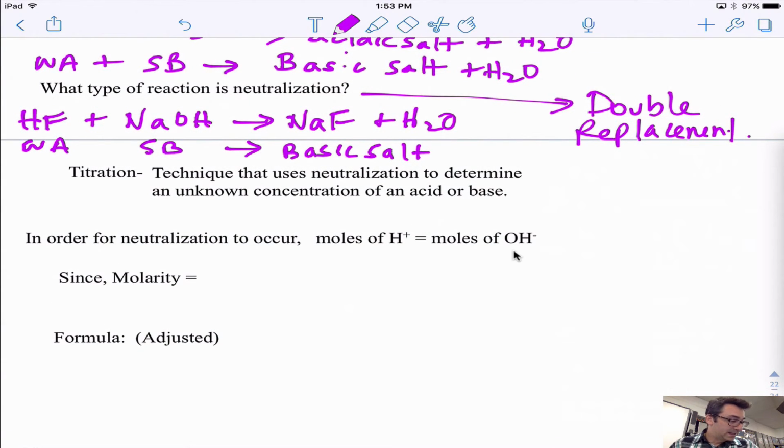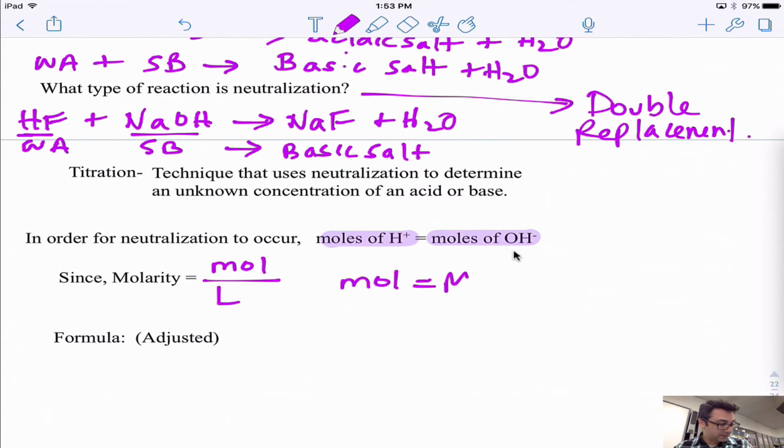So now, when we have our neutralization, when we write it out, if you look back up here, we had a balanced equation, HF and NaOH, HCl, NaOH, and when you neutralize completely, at that point, you've reacted stoichiometrically. You have equal moles of H+ and OH-. Now we know that molarity is equal to moles over liters. So we can solve for moles. The moles are equal to the molarity times the liters, or the volume. We could use milliliters as well.